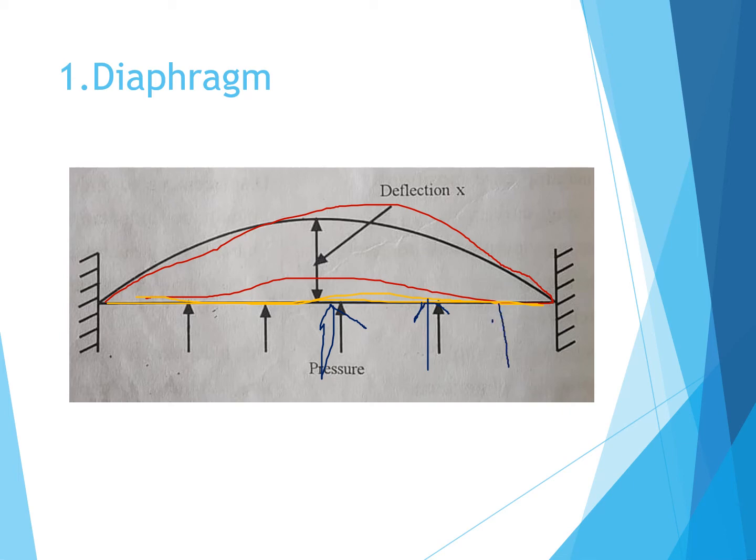So due to this, what is going to happen? There is going to be a deflection. You can see this deflection which I am showing with a red now. This deflection is the deflection of this elastic member. So this is called a diaphragm.